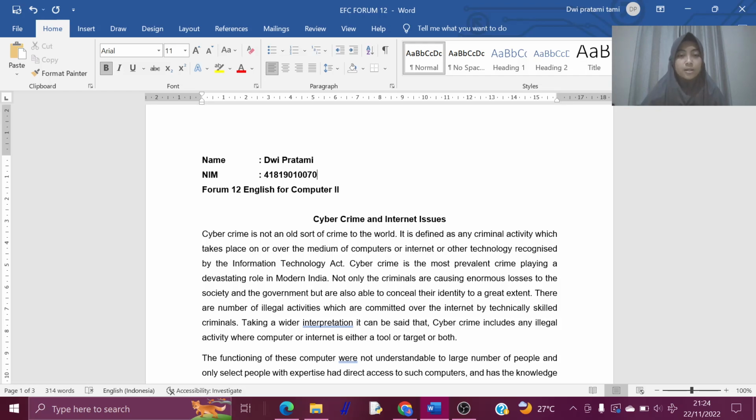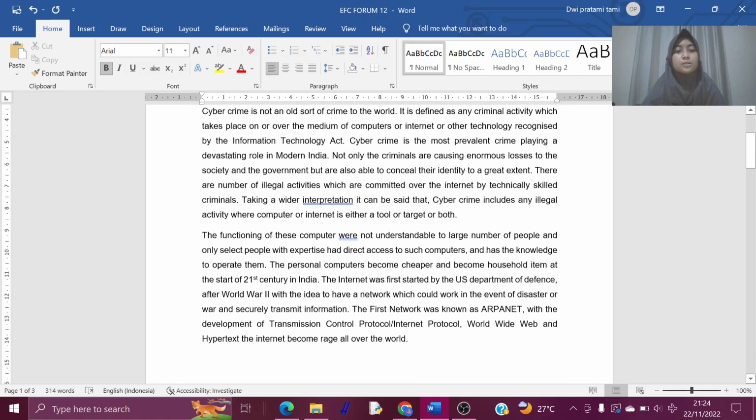Taking a wider interpretation, it can be said that cybercrime includes any illegal activity where computer or internet is either a tool or target or both. The functioning of this computer was not understandable to a large number of people, and only select people with expertise had direct access to such computers and had the knowledge to operate them.